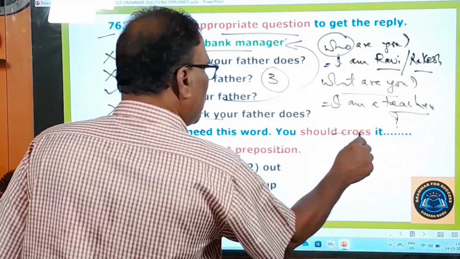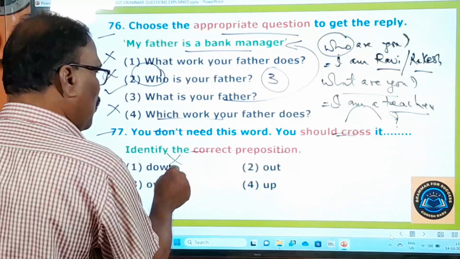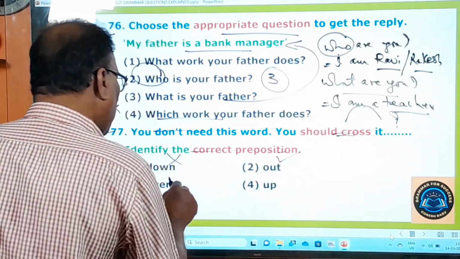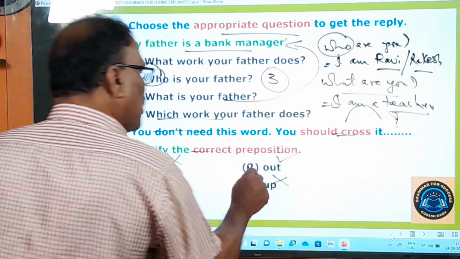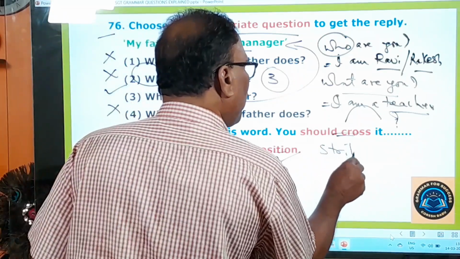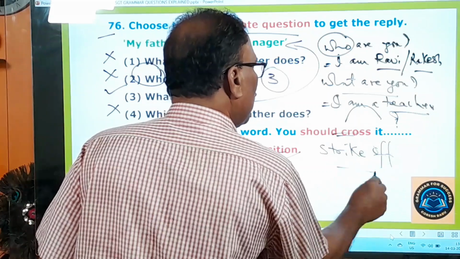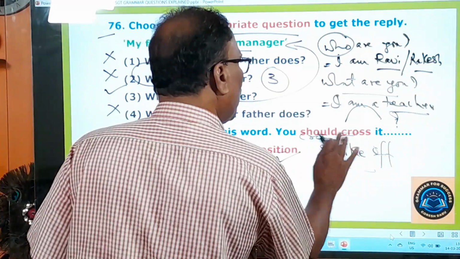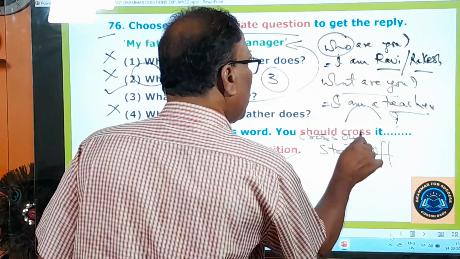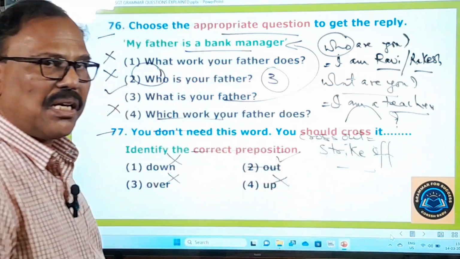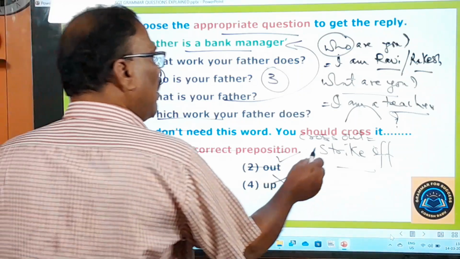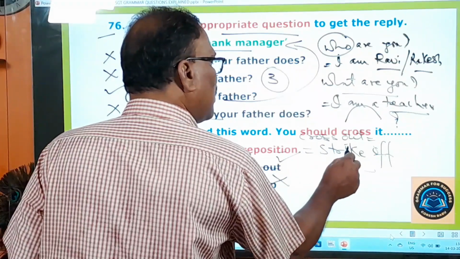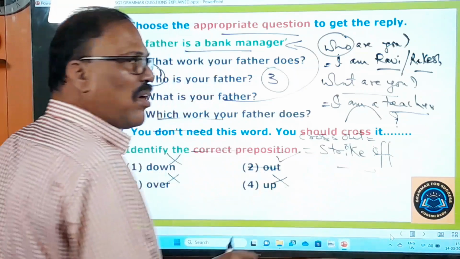Cross, this is the verb. Cross down, no. Cross out, yes. Cross over, no. Cross up, no. Yes, because cross out means what? Strike off. Cross out is a phrasal verb. Cross is a normal verb. Cross out is a phrasal verb. Whenever cross out is used in this way, it is used in the sense of strike off.